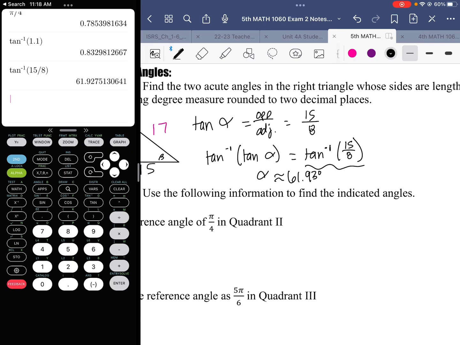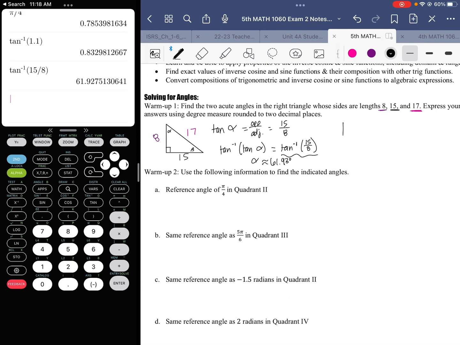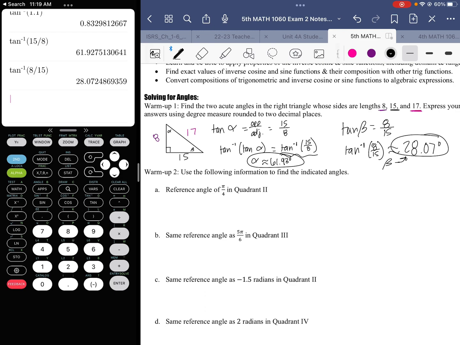61.93-ish. And then for beta, I just always use tangent, but you can use whatever you want. This one would be 8 over 15. So in my calculator, I'm going to do the inverse tangent of 8 over 15. And that hopefully will give me, good, that's going to be 28.07. So that's beta. You should notice these should add up to 90 degrees. If they don't, we did something wrong.